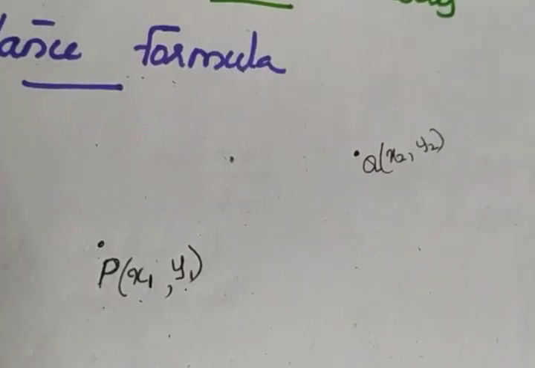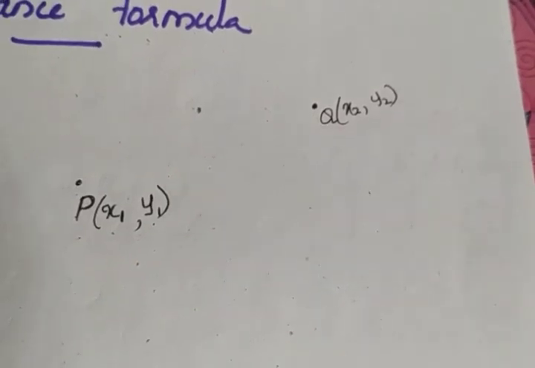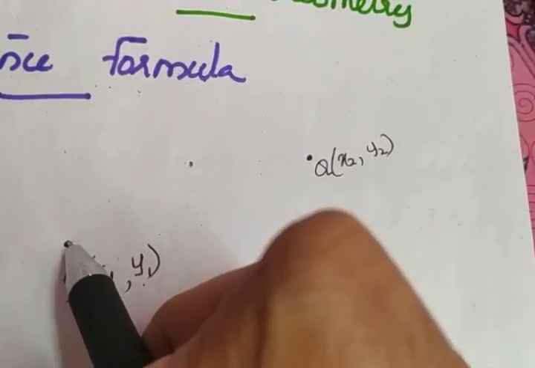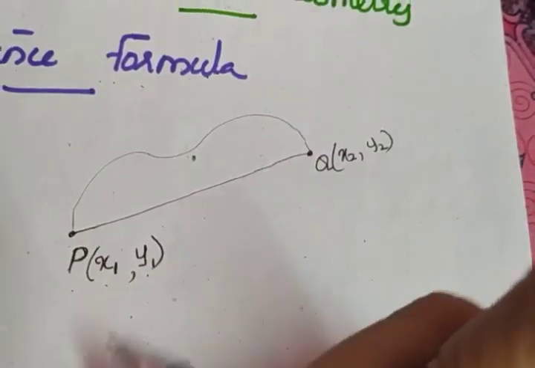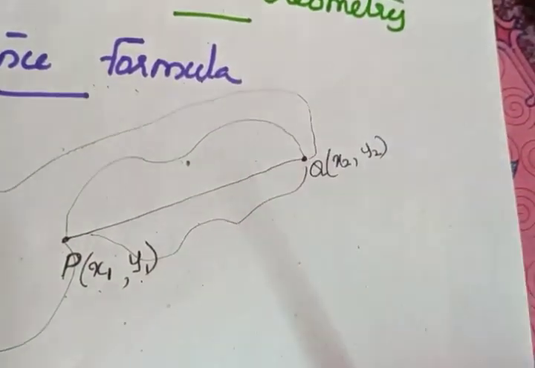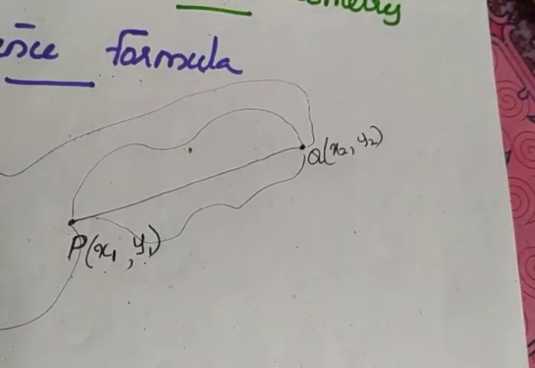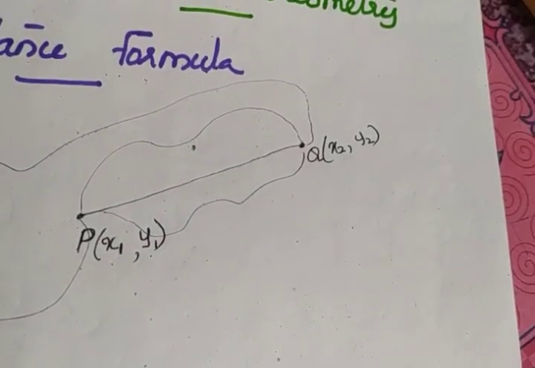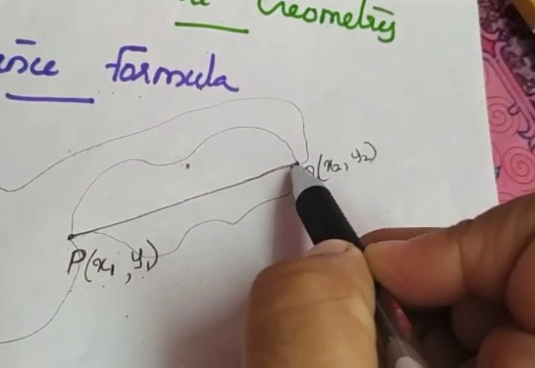Then can you say what is the distance between P and Q? P and Q are 2 points with the coordinates x1, y1 and x2, y2. My question is, what is the distance between P and Q? The distance between P and Q is actually, this can be the distance, this can be the distance, isn't it? So all these which I draw show the gap between P and Q. Of these 4, we will consider the shortest distance as the distance between P and Q always.